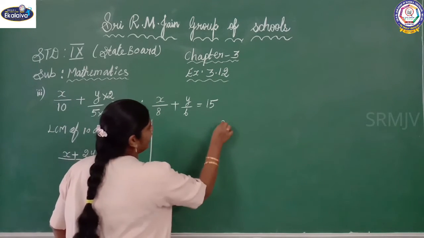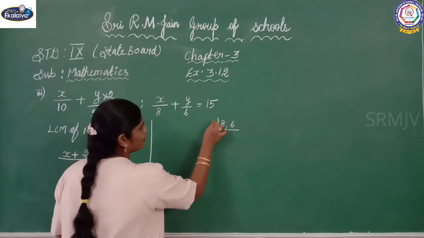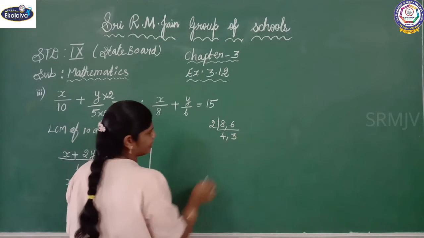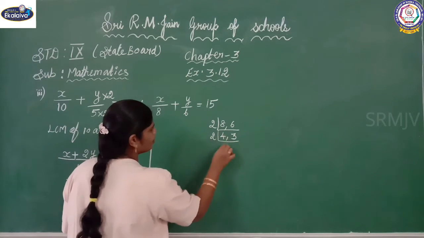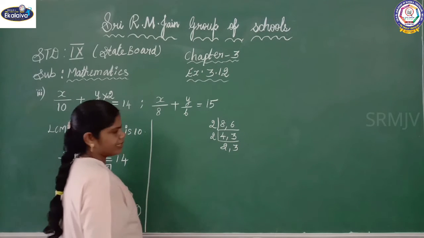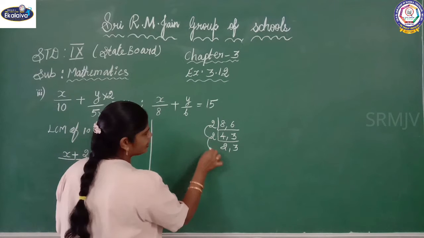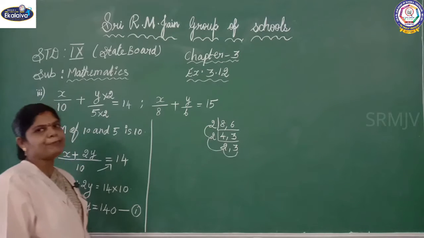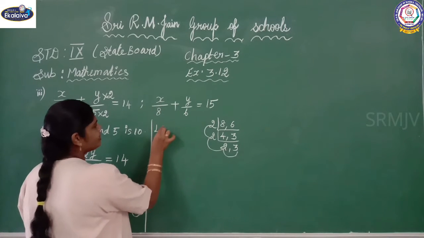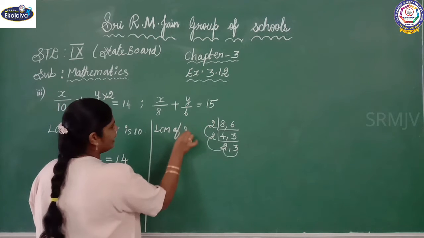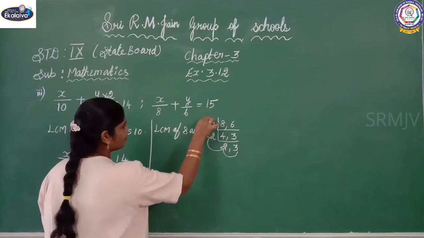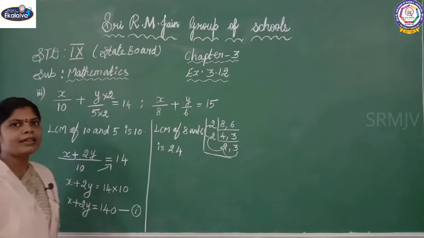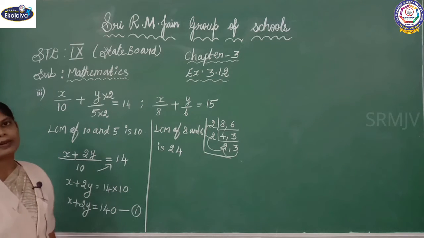Okay. So 8, 6. These two numbers are divisible by 2. 4 2s are 8, 3 2s are 6. Then again by 2. 2 2s are 4, 3 you write as it is. Now you multiply all the numbers. 2 2s are 4, 4 2s are 8, 8 3s are 24. So what is the LCM, children? LCM of 8 and 6 is 24.